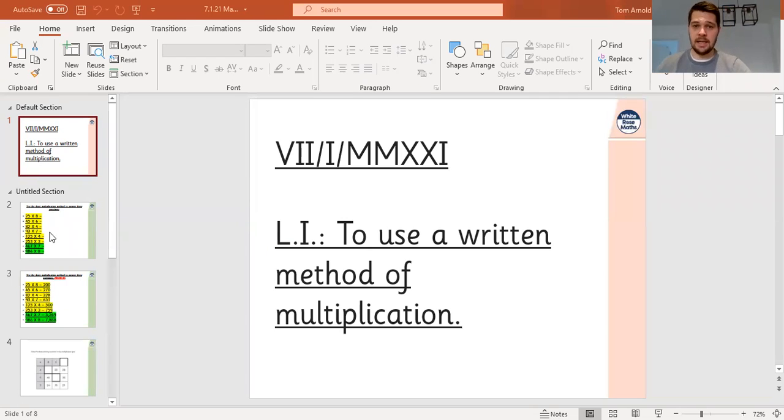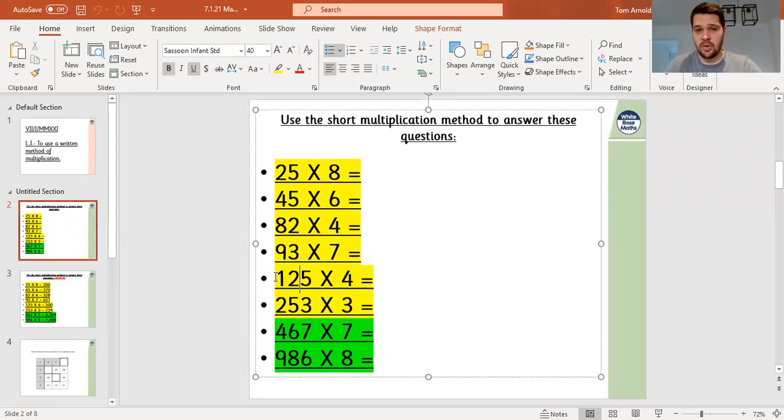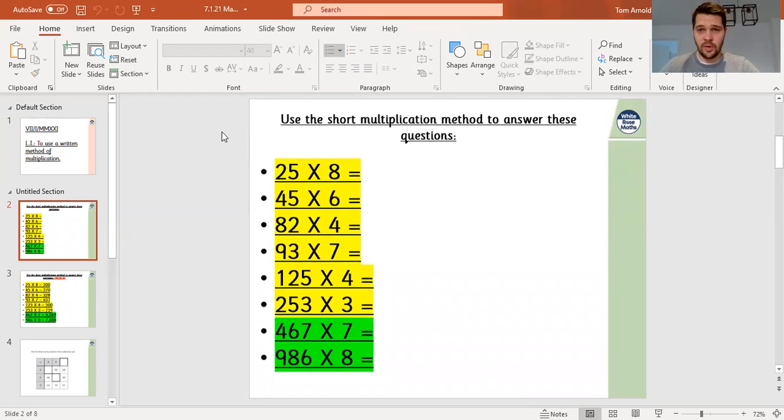There's your date and LI to use a written method of multiplication. And here is your first set of questions. They do get a little bit trickier. The numbers get a little bit higher. You've got 9s and 7s to deal with there. And then you've got 3-digit by 1-digit there as well. If it gets too difficult when you get to here, see if you can create your own 2-digit by 1-digit. If you're ready to move on now, the answers are going to come up on the next slide.